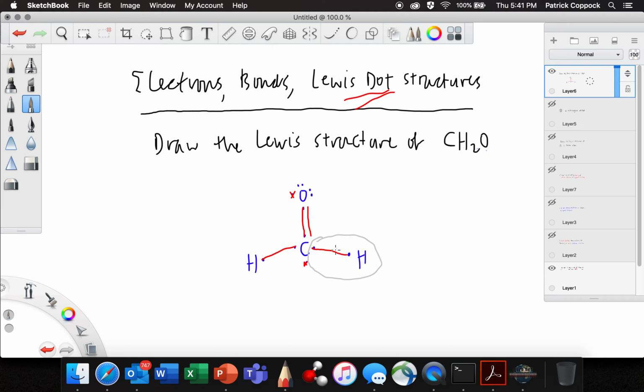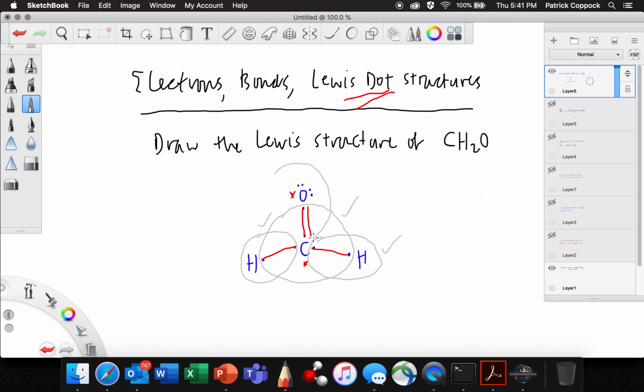So it looks like there's 2 electrons here. Since hydrogen's in the first period, it only has a capacity for 2 electrons, so that's fine. Looks like that's in the same shape, right? 2 electrons, and that's fine. Here are all the electrons that are in the valence shell of carbon. 2, 4, 6, 8. That's fine.